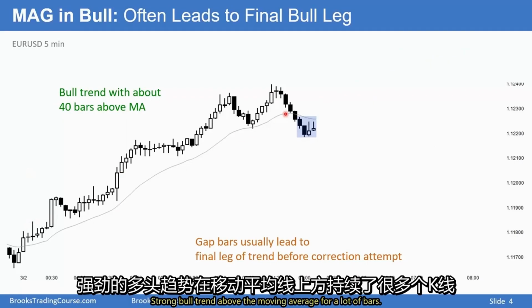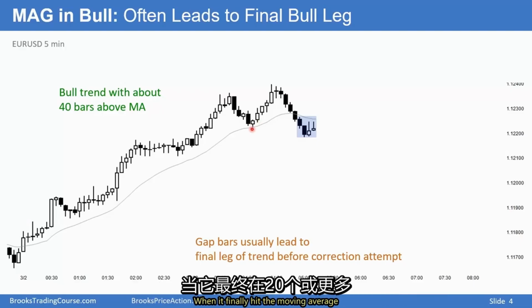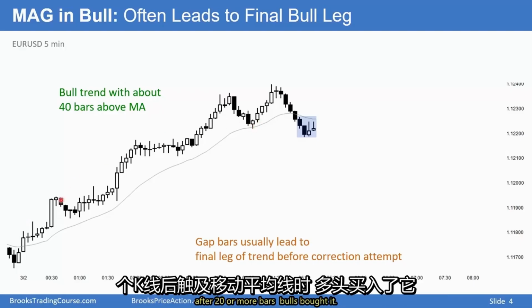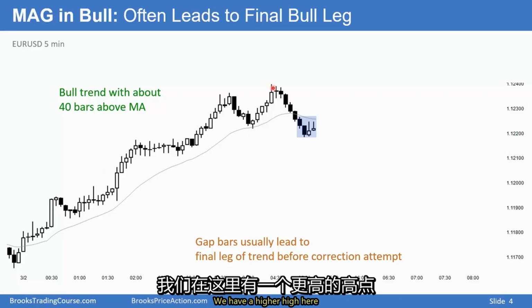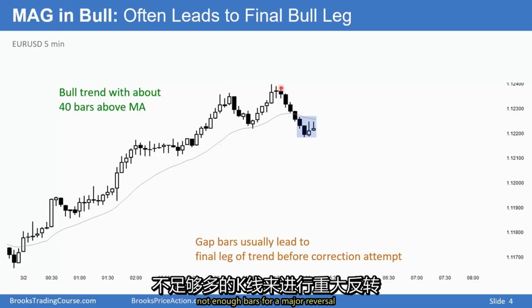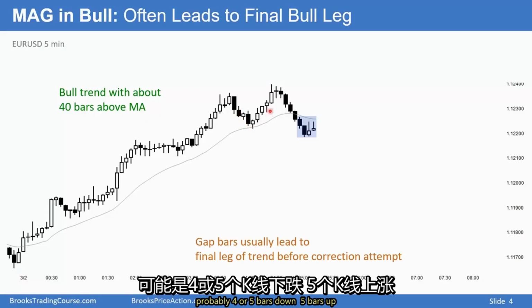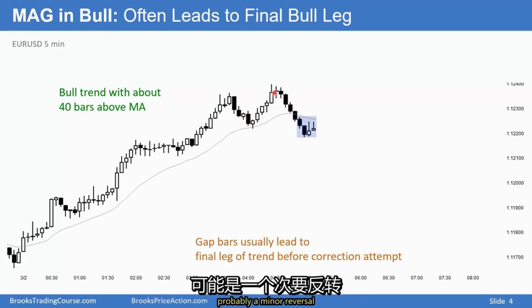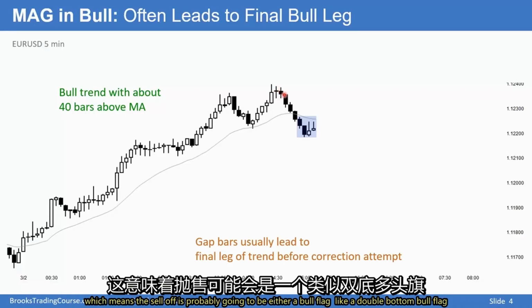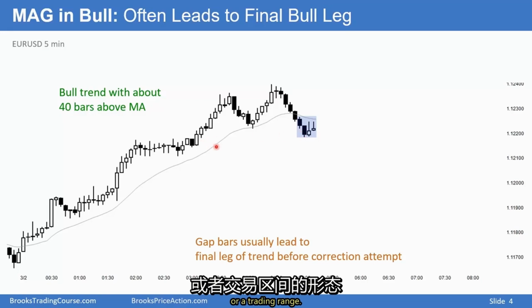Strong bull trend above the moving average for a lot of bars. When it finally hit the moving average after 20 or more bars, bulls bought it. We have a higher high here. Not enough bars for a major reversal, only 4 or 5 bars down, 5 bars up. Probably a minor reversal, which means the sell-off is probably going to be either a bull flag, like a double bottom bull flag, or a trading range.